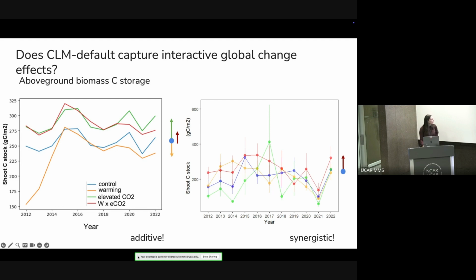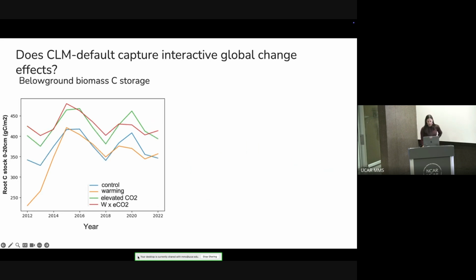Okay, so moving on to root carbon. We see again that elevated CO2 increases root carbon. Warming doesn't really have an effect here, and so the interactive effect is the same as the elevated CO2 effect. So again, this is an additive effect.